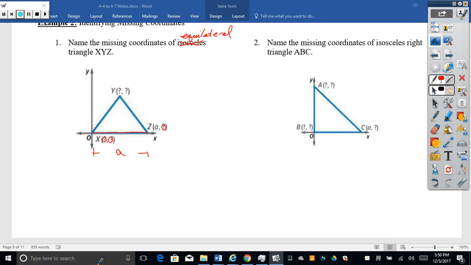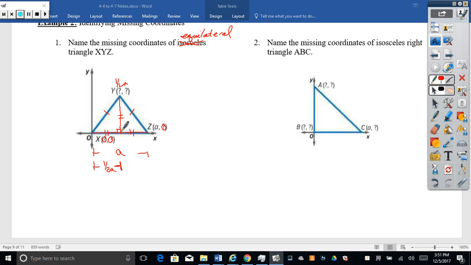Since this is an isosceles or equilateral triangle, I know that dropping this line down perpendicular to the base cuts that base in half. How do I know that? By hypotenuse leg. So these two lengths are the same. This length here, from here to where that line begins up there, is going to be 1/2 of A. And so I know that my x value here is going to be 1/2 of A. That's the easy part, going over 1/2 A.